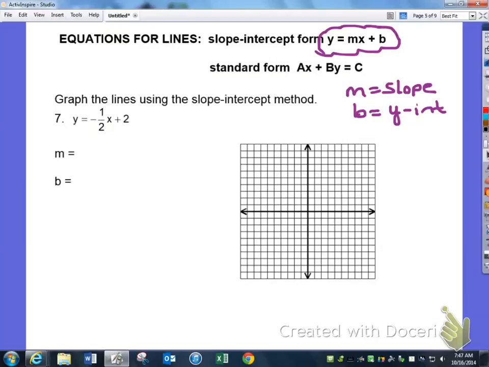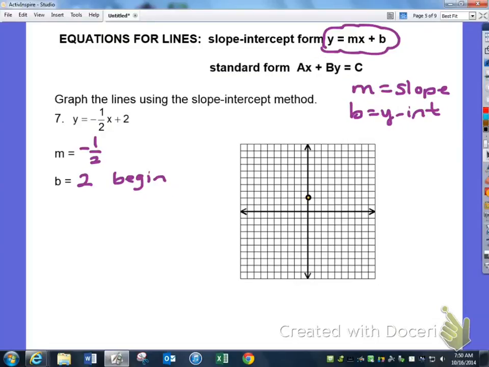So on number 7 we have y equals negative 1/2 x plus 2. That's already in y equals mx plus b, so we already know the m is negative 1/2. The b is 2. The m is always next to the x, and the b is always the constant, the number that's by itself. No matter what order they're in, that's how it always is. So we're going to begin, b for begin, with the 2 on the y-axis. That's where you begin. So put a 2 on your y-axis.